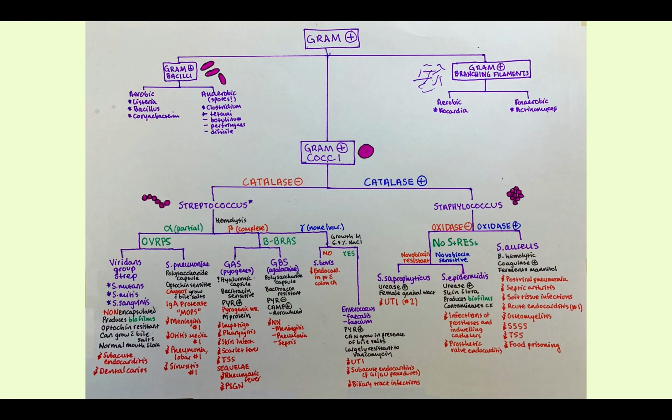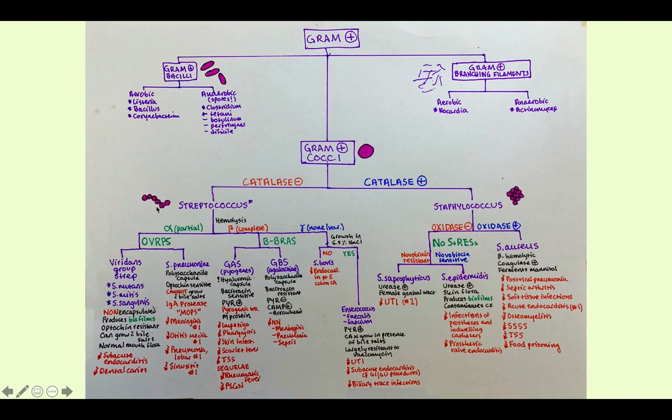This is your algorithm. You culture bacteria, you plate it on your slide, and you do your gram stain. There are three big classes of gram-positive bacteria: the bacilli, which are rods, the branching filaments, which is exactly what it sounds like, and then the cocci. Once you have a cocci, you can determine whether it's strep or staph based on its morphology or a catalase test. You should know that staph form clusters. They are catalase positive always, and strep are always catalase negative.